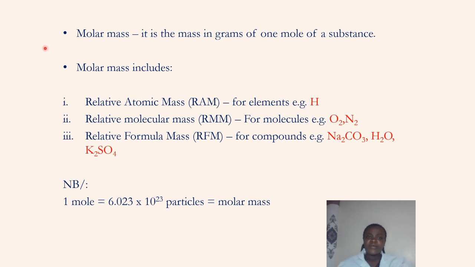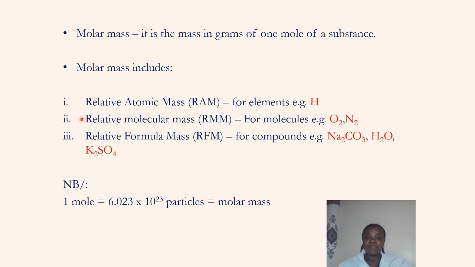So we are going to come across this term, the molar mass, and we define molar mass as the mass in grams of 1 mole of a substance. When we are talking about molar mass, we are talking about three terms, that is the RAM, RMM, and RFM. These are just the initials, and we start with the relative atomic mass, or RAM. This one we have seen previously.